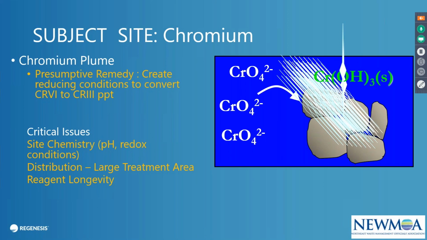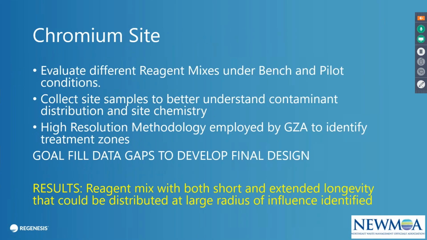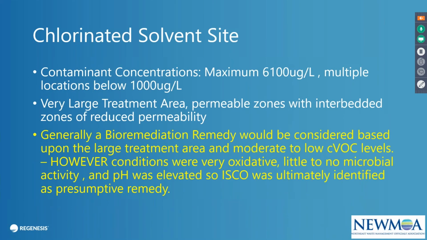And the critical issues for this site were the high pH. Rich will get into some of the detail on that, and clearly the distribution. This is a really large area, and what's the formulation and how best to apply reagents to get the most bang for your buck. At the end of the day, what we found is a reagent mix that had both short and extended longevity was most appropriate, because that allowed for setting up a series of lines where you could maintain these conditions for an extended period of time and let groundwater flow through that, and that would be one of the more cost-effective ways to work.